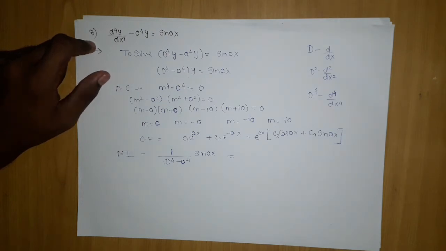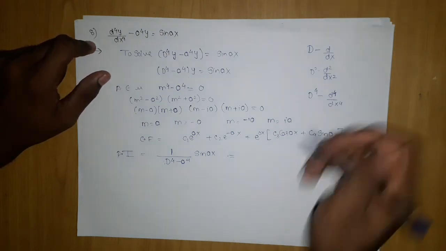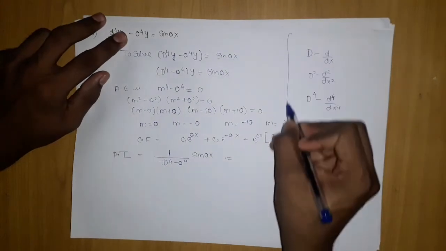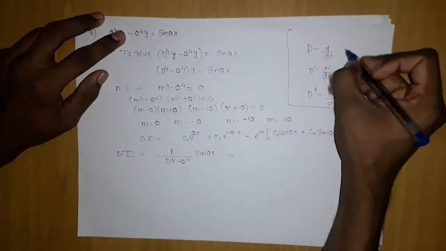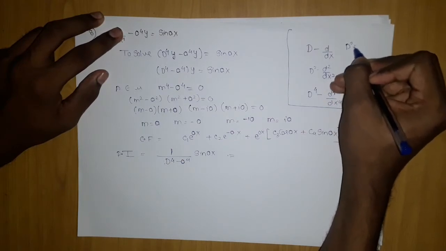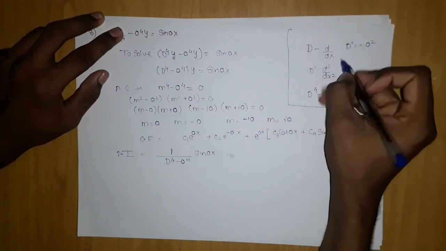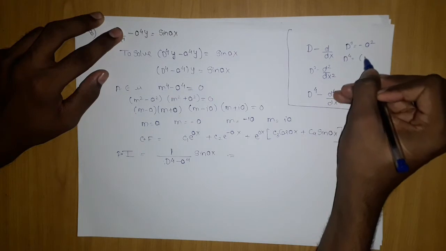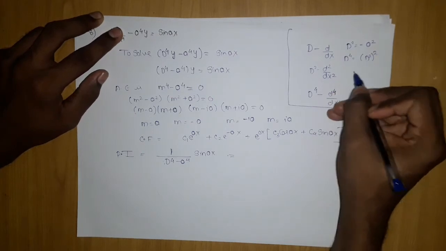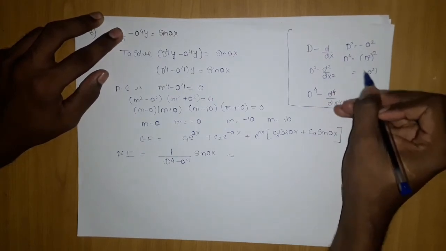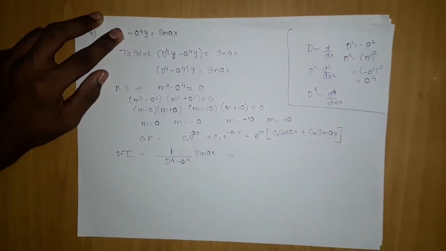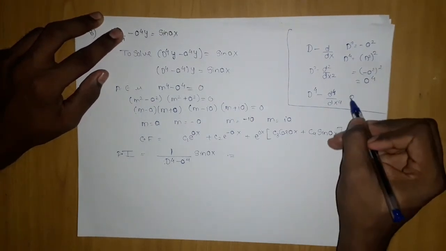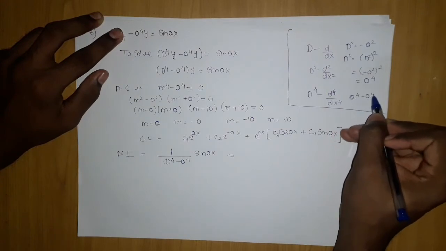I'm doing this here just for your understanding, you don't need to write this part. In this type you write D square as minus a square, so D power 4 you can write as D square the whole square, which will make it a power 4 in the end. The moment you get a power 4, this will cancel out with this and it will become 0.